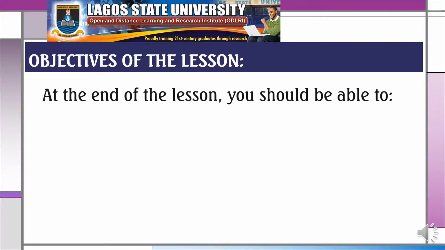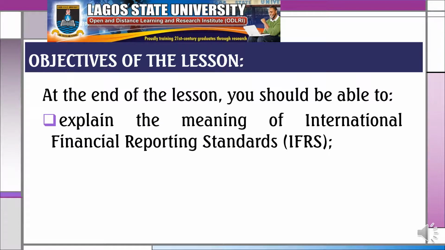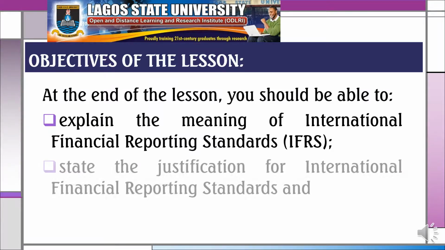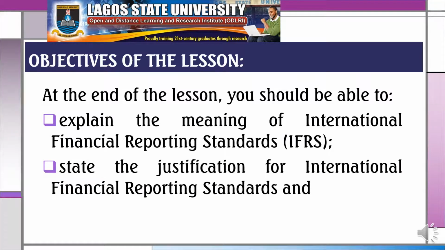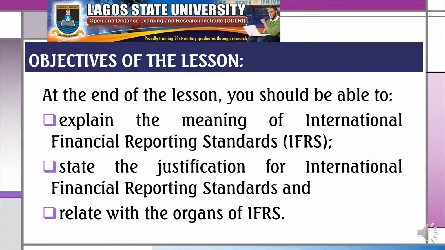So objectives of the lesson. At the end of today's lesson, you should be able to, number one, explain the meaning of International Financial Reporting Standards and state the justification for International Financial Reporting Standards, as well as relate with the organs that are responsible for either issuing or promoting the international acceptance of these standards.